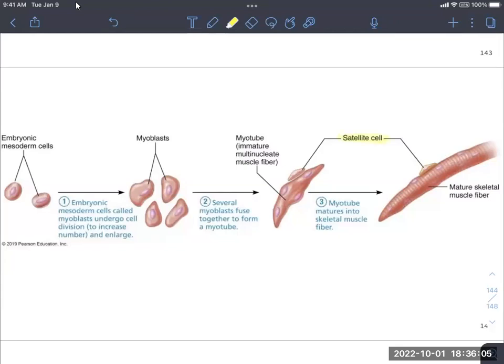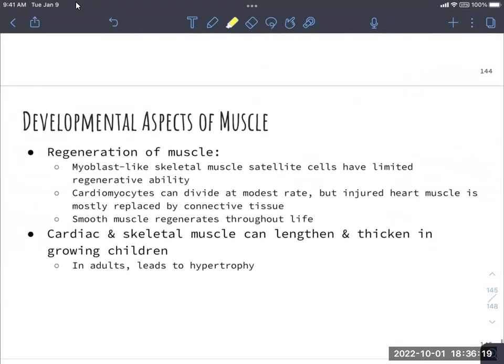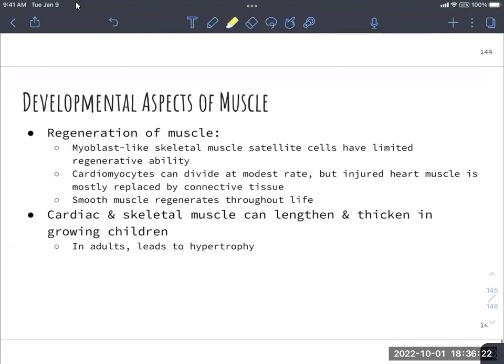Satellite cells are also known as stem cells, kind of, for muscle, but they differentiate into muscle cells. So, as I just said, those satellite cells are kind of like those stem cells. They have a limited regenerative ability. They don't regenerate very well. They can, but not very well.